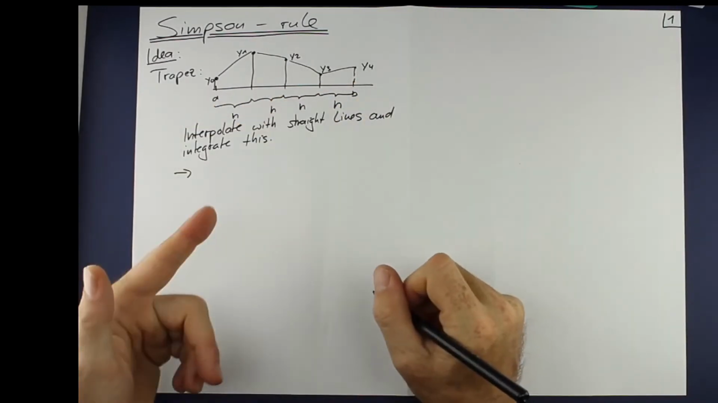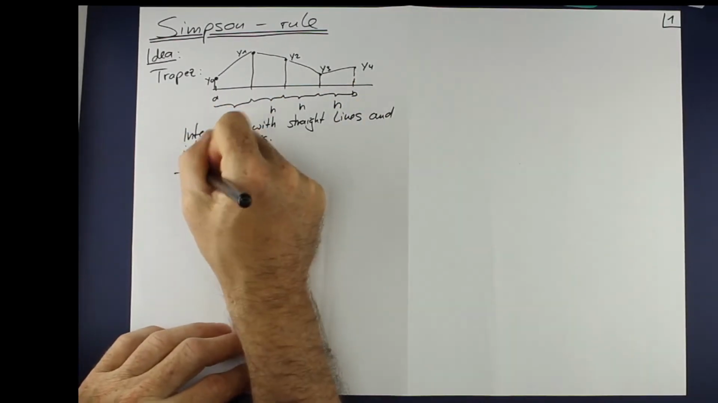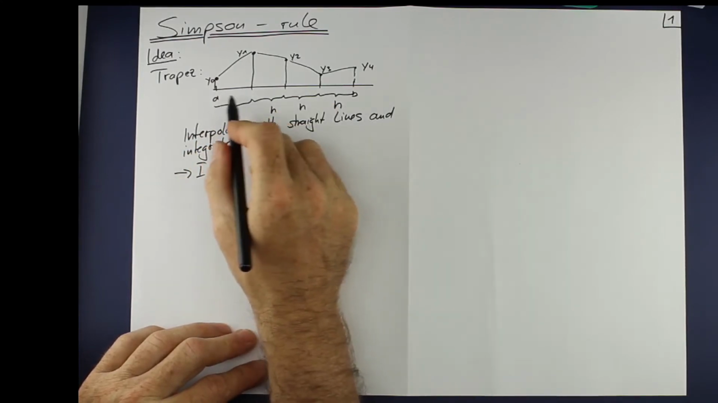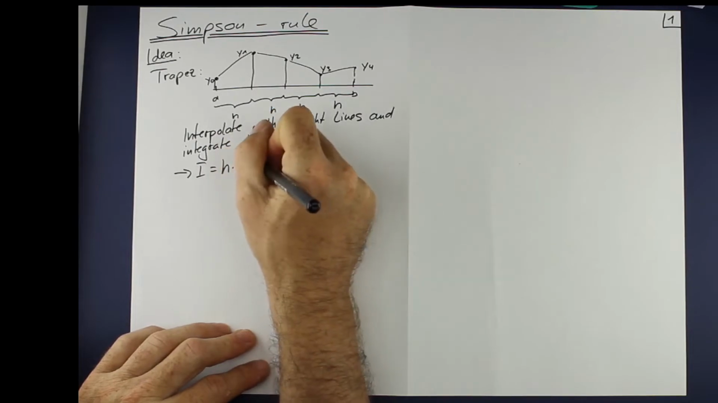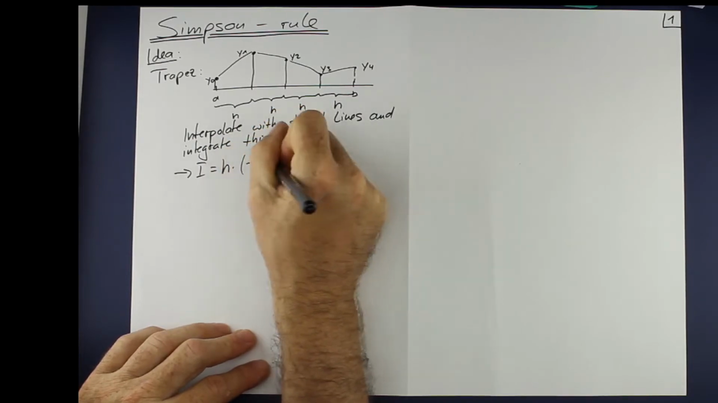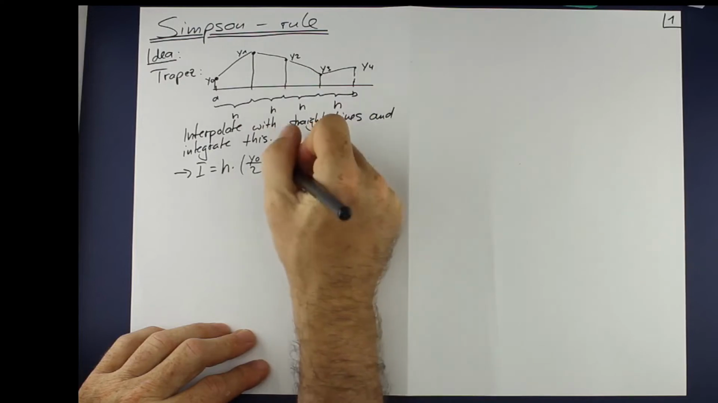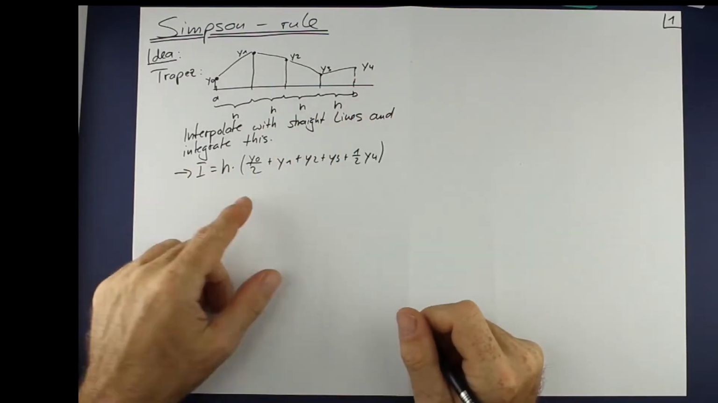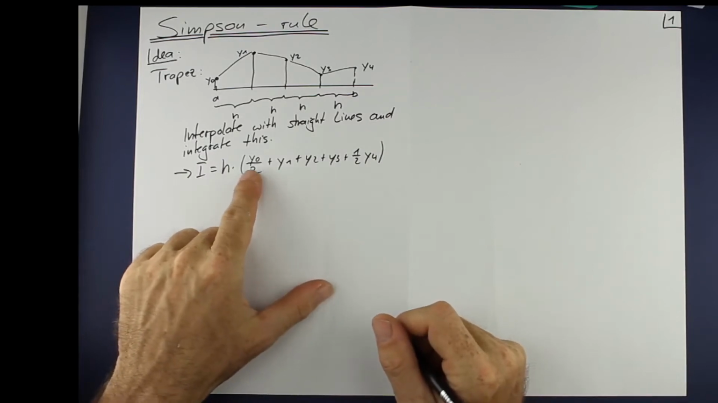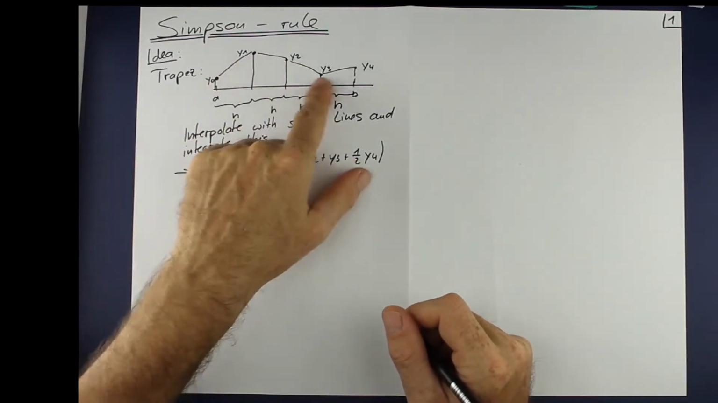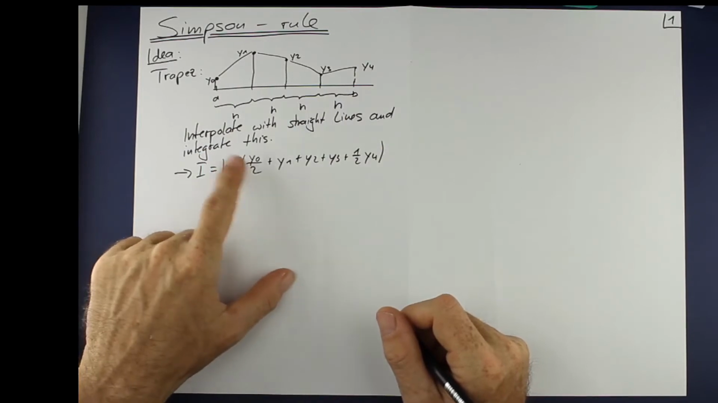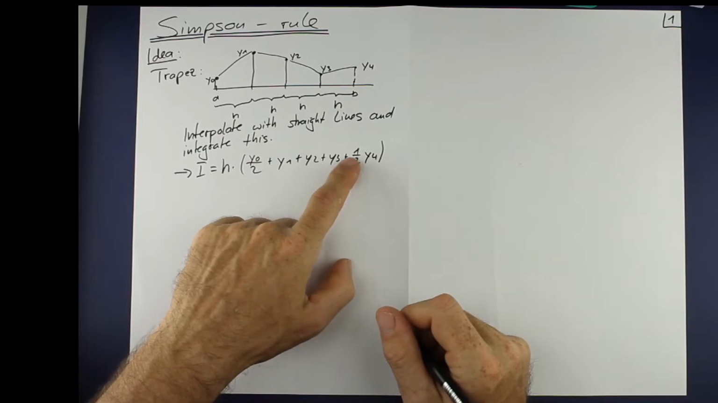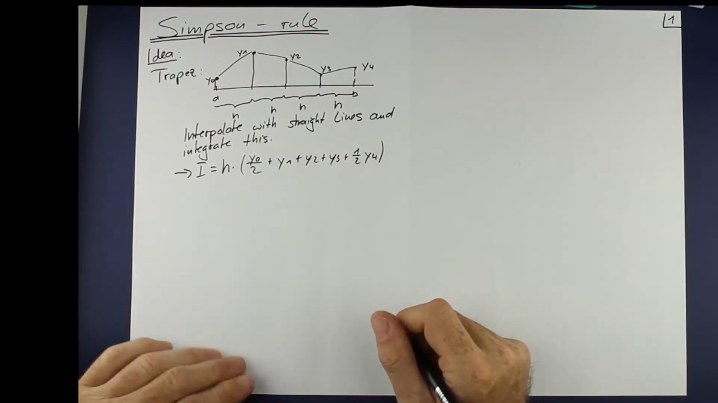And the formula that gives us the integral value is h, this distance, times the first value halved, then all the values in between, and the last value again halved. And what do we have? We have a weighted sum of the function values. h halved, h, and h halved are the weights. Okay, and now what is the idea of Simpson?